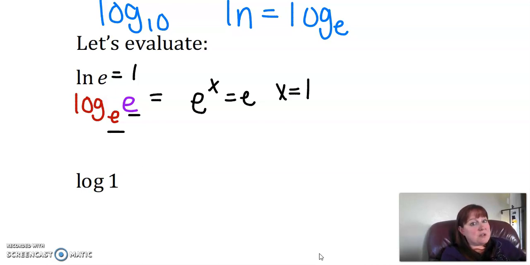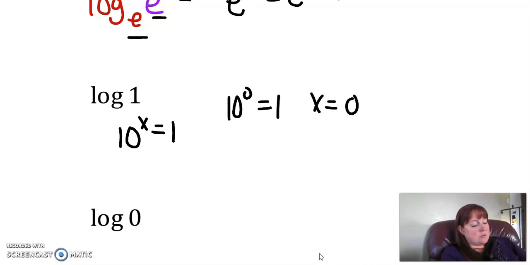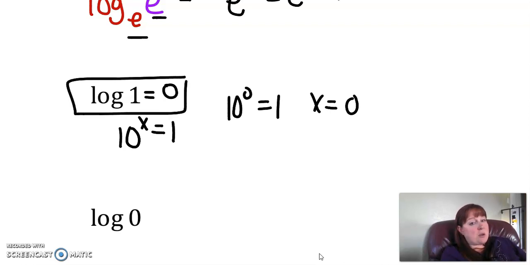It's actually really, really useful. Okay. Log of 1. Well, that says 10 to the what equals 1. Well, how do I get 1? That would be 10 to the 0 equals 1. So x equals 0, therefore log of 1 is 0. In fact, log base anything of 1 is 0 because 2 to the what equals 1? 0. 5 to the what equals 1? 0. So any base of log is going to give you 0 out.